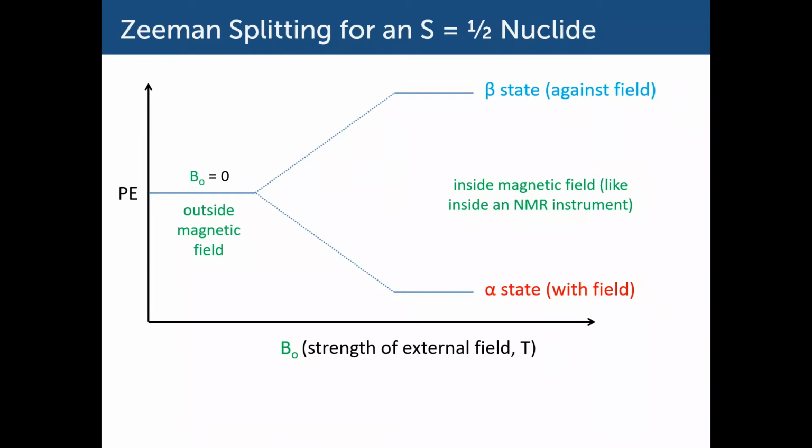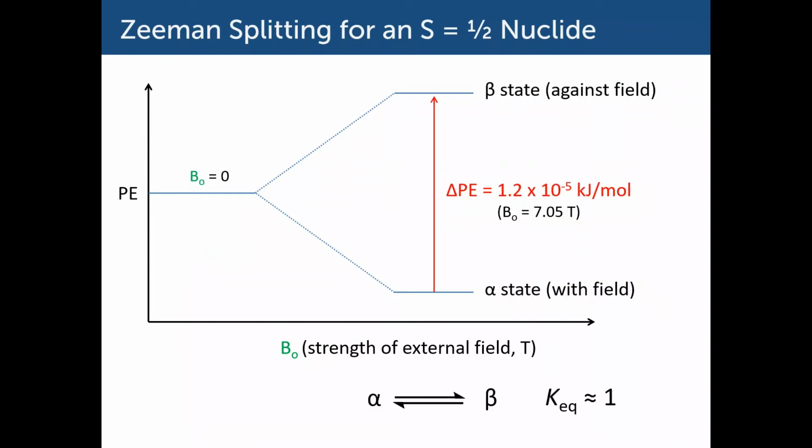I also want to show you that there's a small potential energy difference between the alpha and beta state. It's not a zero difference. There is a difference, but it's a very small difference. Right? So that's the difference in potential energy, basically 10 to the negative fifth kilojoules per mole. Teeny, tiny. And the alpha and beta states are in equilibrium with one another.